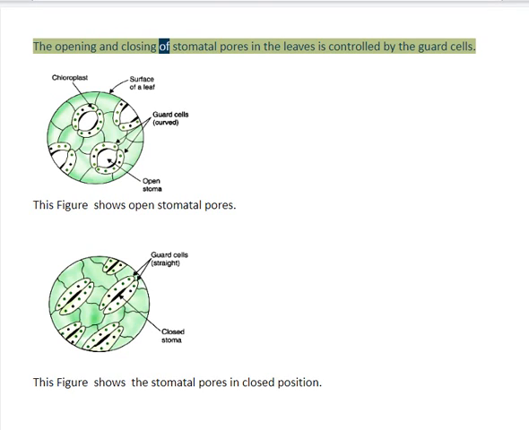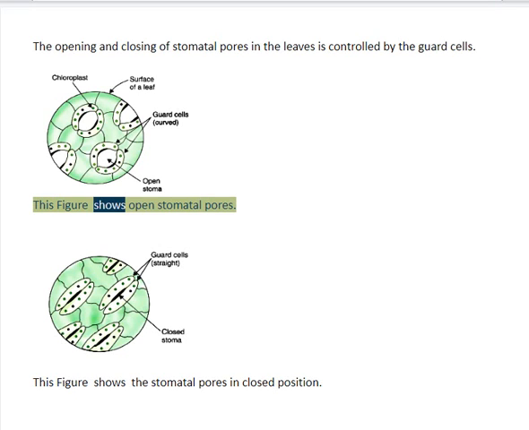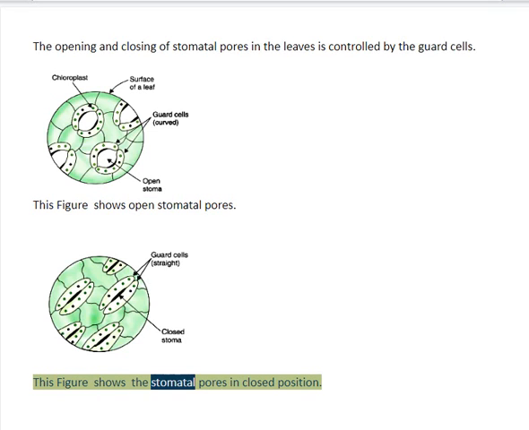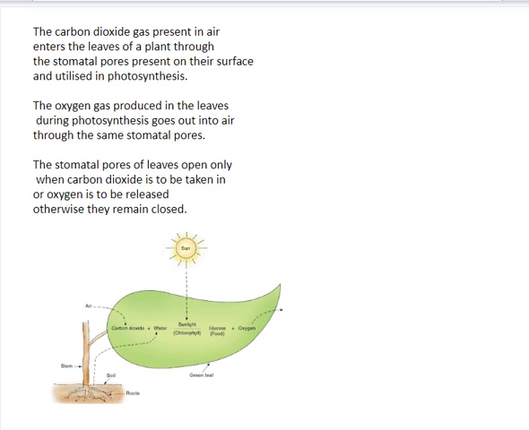The opening and closing of stomatal pores in the leaves is controlled by the guard cells. This figure shows open stomatal pores. This figure shows the stomatal pores in closed position. The carbon dioxide gas present in air enters the leaves of a plant through the stomatal pores present on their surface and utilized in photosynthesis.